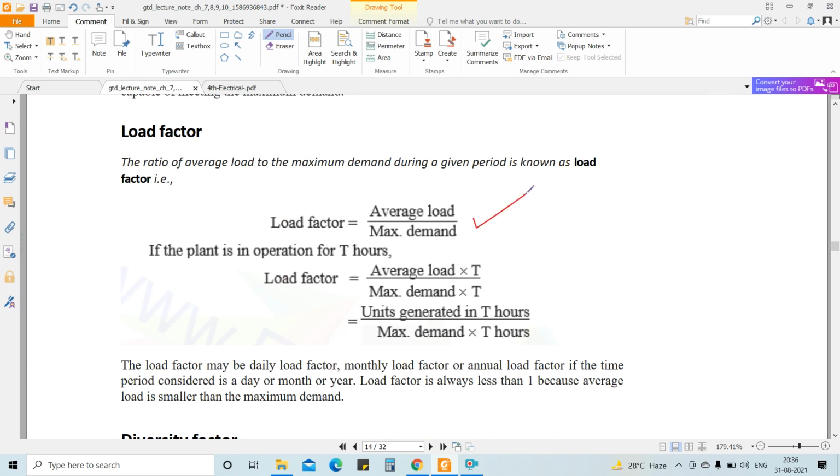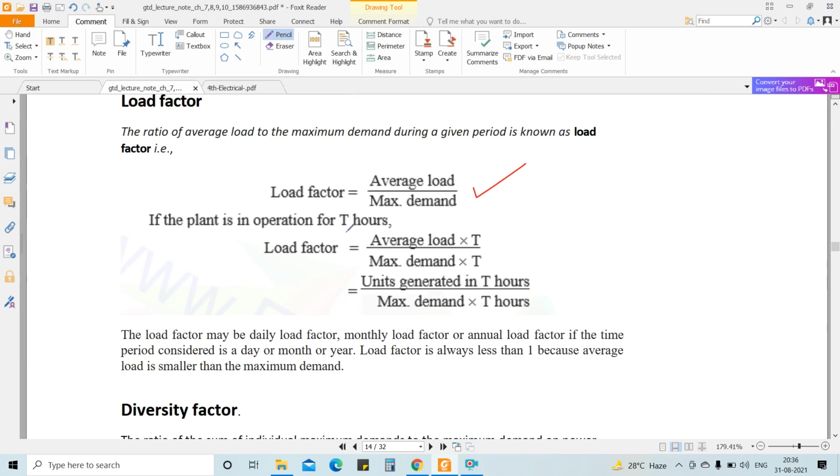Okay, so if a plant is in operation for T hours, then load factor is equal to average load into T divided by maximum demand into T. So this gives units generated in T hours, and this is maximum demand into T hours. So this is the formula for load factor.